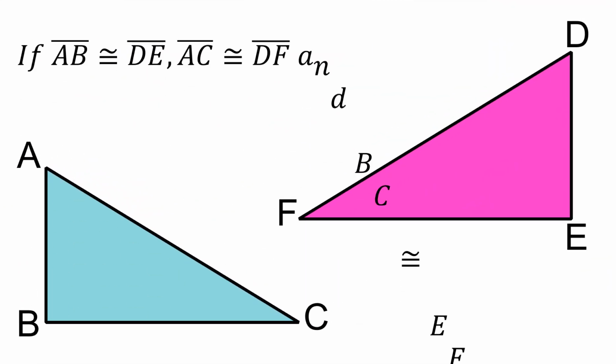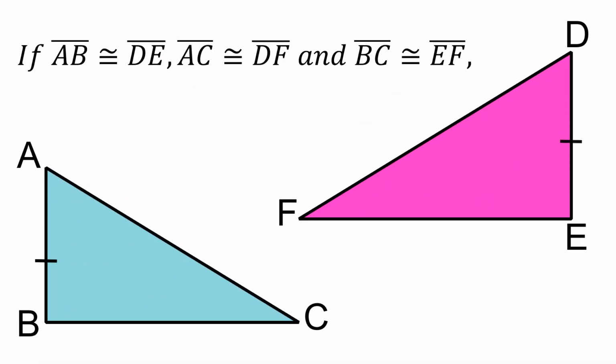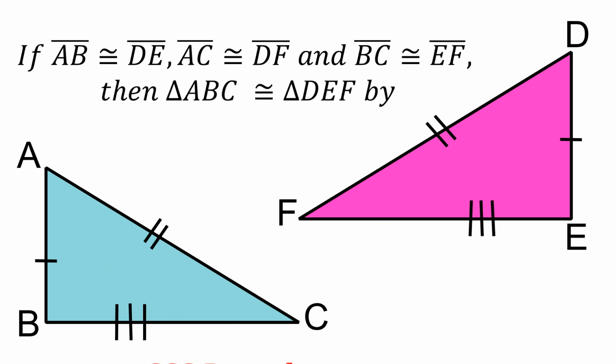If side AB is congruent to side DE, and side AC is congruent to side DF, and side BC is congruent to side EF, then triangle ABC is congruent to triangle DEF by SSS postulate.